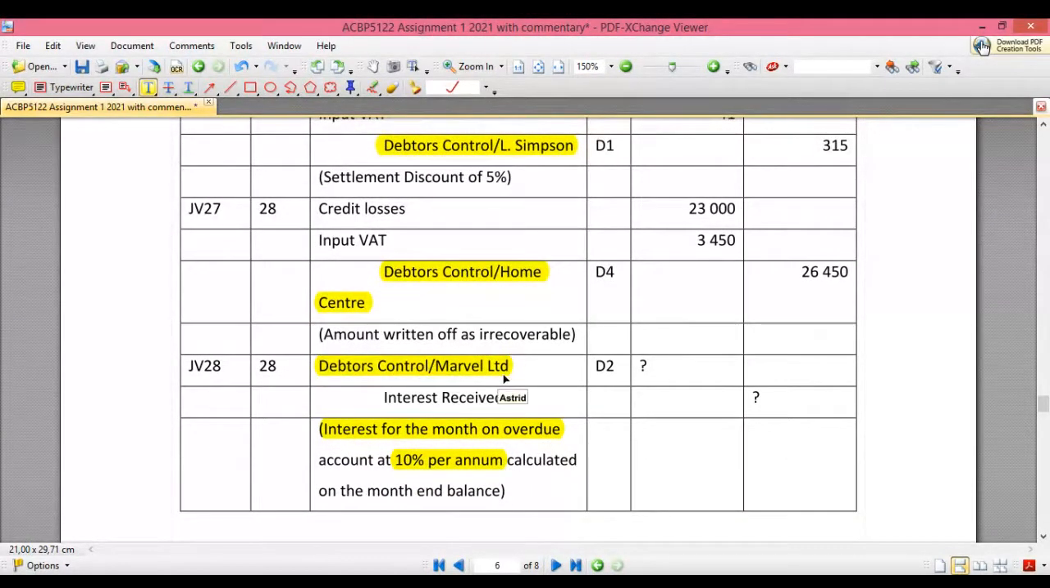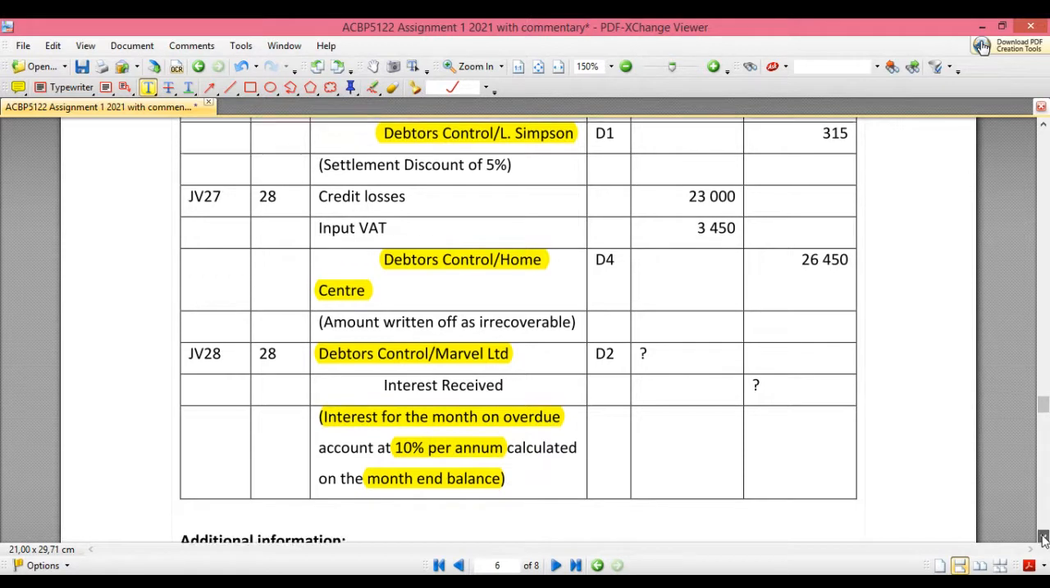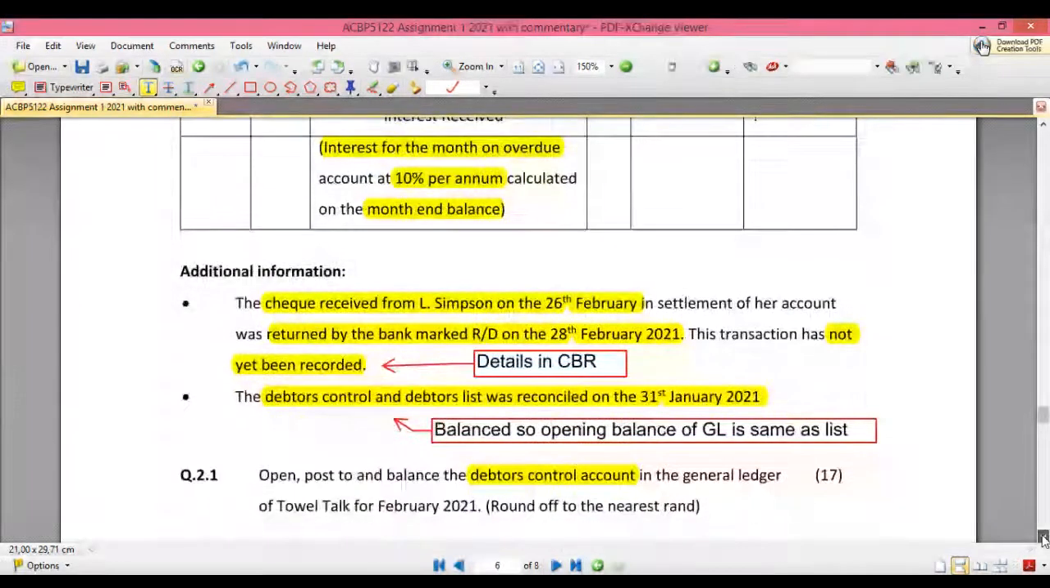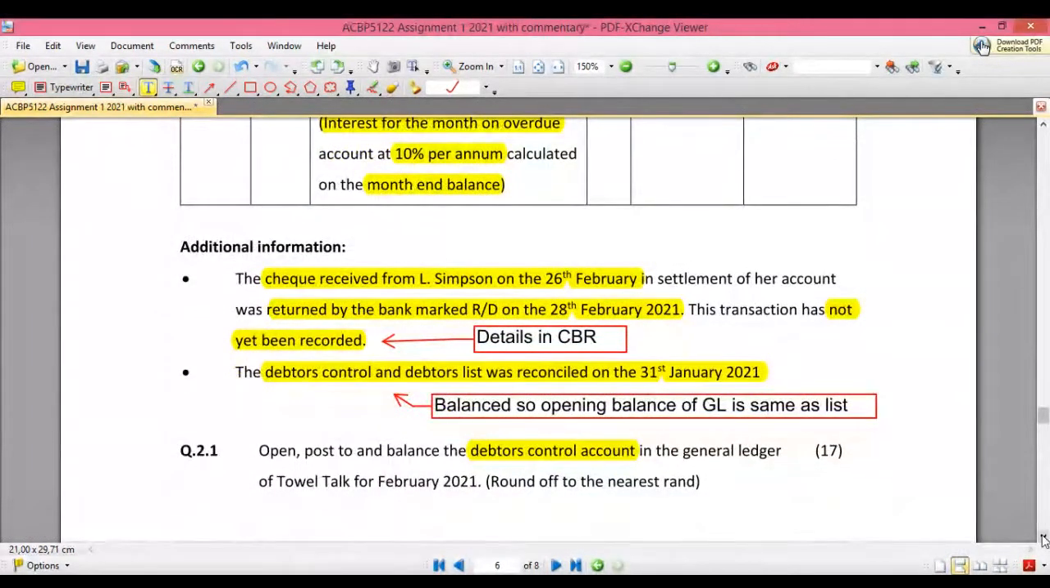Now for this last journal, they tell you it's interest for the month on the overdue account at 10% calculated on the month-end balance. So the 10% is on your month-end balance, so we have to work out what is the balance before we can calculate that 10%. Now let's quickly look at the additional information.